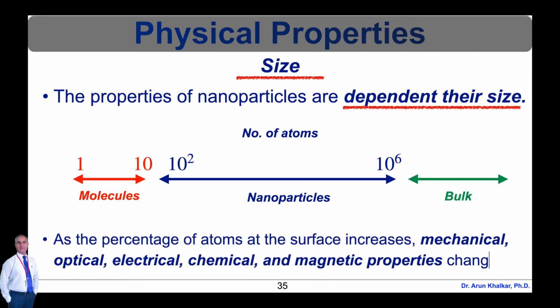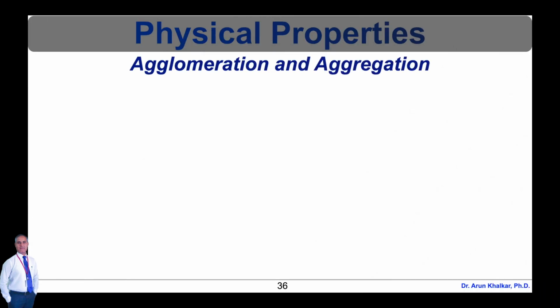For example, copper nanoparticles smaller than 50 nanometers are super hard materials, and do not exhibit the properties of malleability or ductility of bulk copper. Surface to volume ratio is one of the important parameters which we have already discussed in previous slides. Next is aggregation and agglomeration.